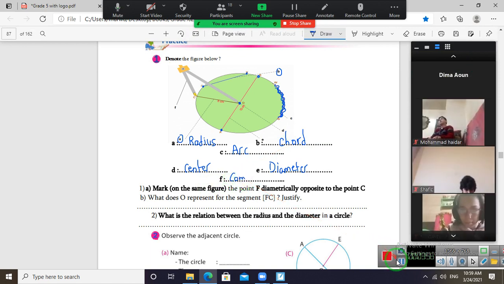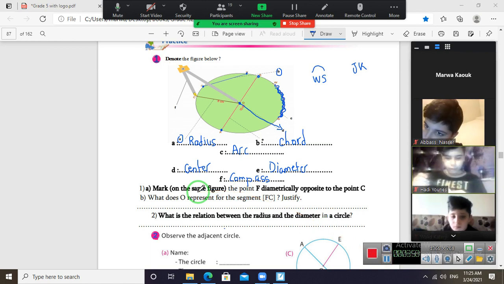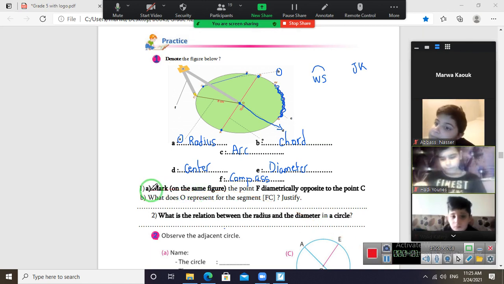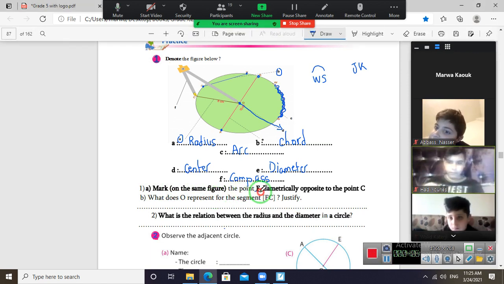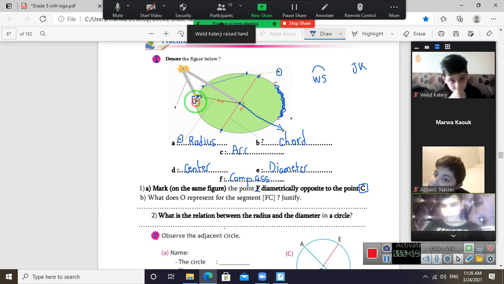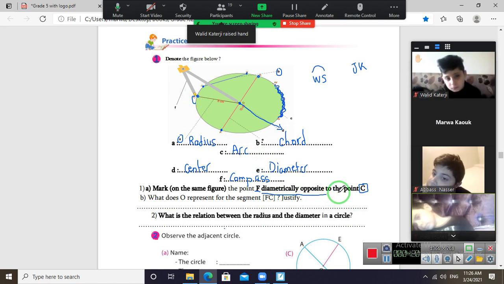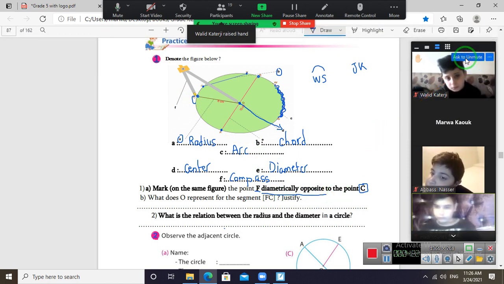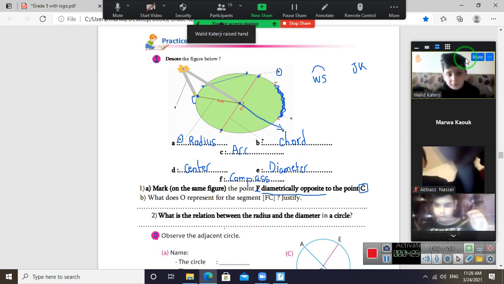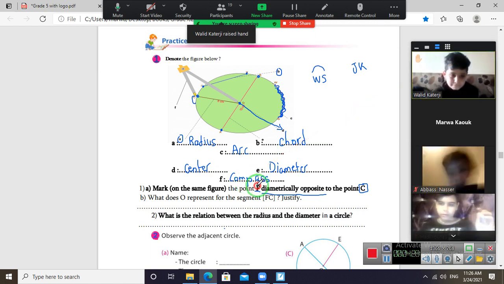Mark on the same figure in part 1, here A. Mark on the same figure the point F diametrically opposite to point C. I will move to the point C and look. Where is C? Here, C. The word diametrically opposite, I said for you before, comes from the word what, ya Qatarji? Diameter. So these two points F and C should make a diameter.